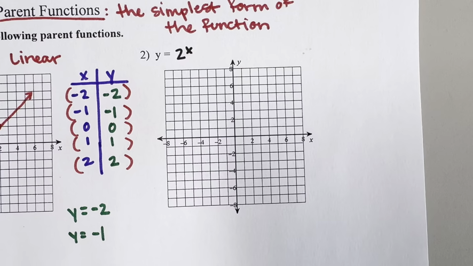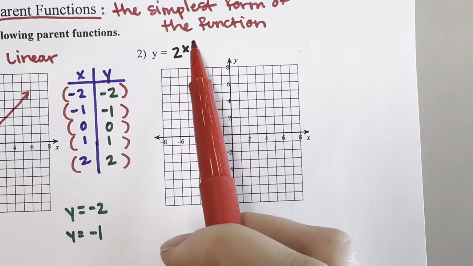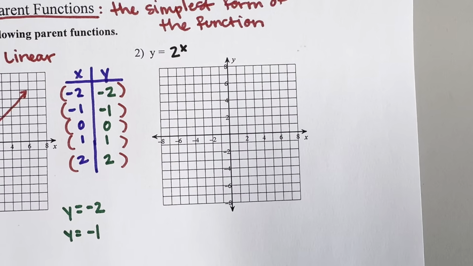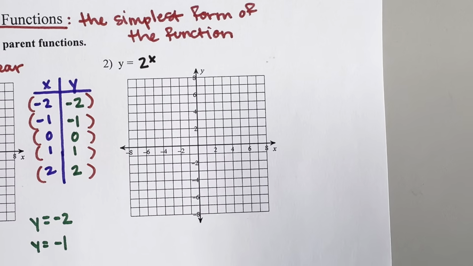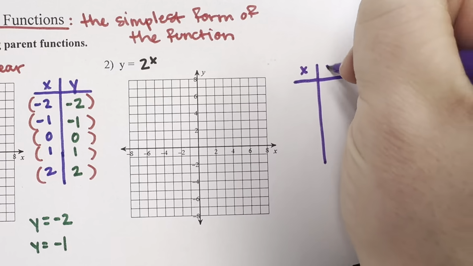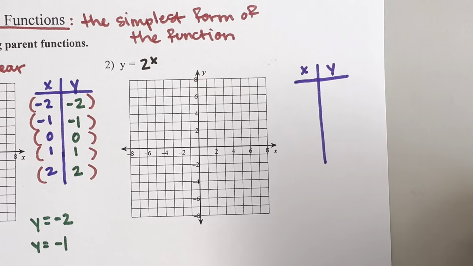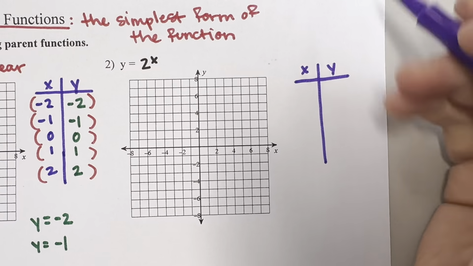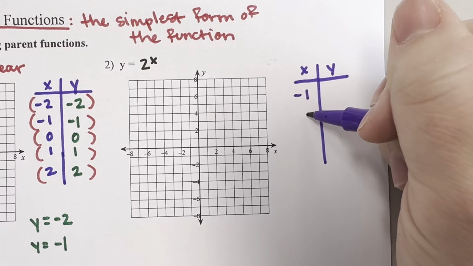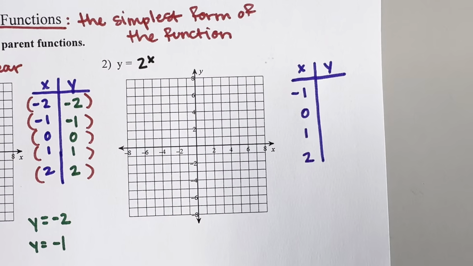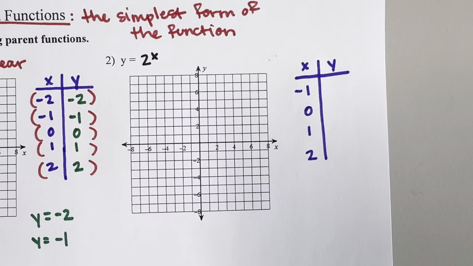Alrighty, okay, so let's look at this guy. Okay, so this time we have a number thrown in, and then in our exponent spot, we have an x. Okay, well, I'm going to graph it the exact same way. I'm going to use my t-chart. I'm going to choose values to plug in for my x and solve to get my y's. Okay, so let's see. I'm going to choose some negatives again. So let's do -1, 0, 1, and 2. So I'm just going to do 4 values to plug in this time.